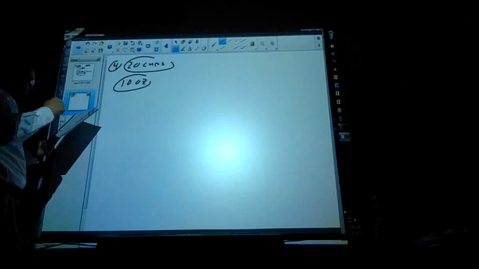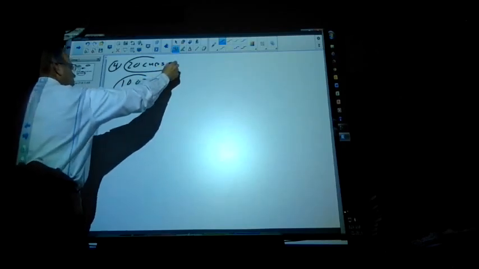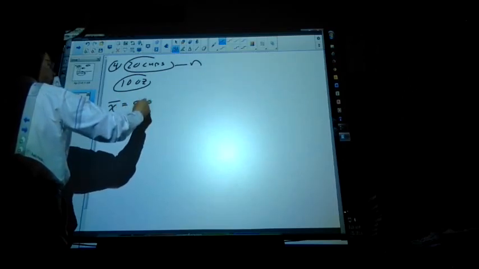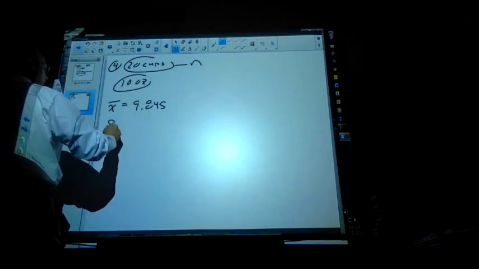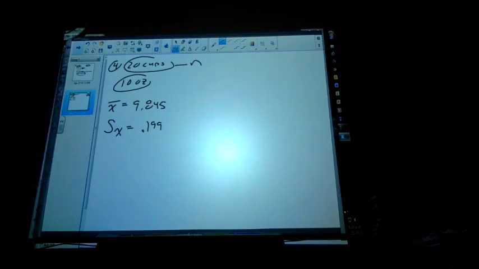So you need to plug that data into the calculator, do the one variable statistics to get the information out. So we're going to find by doing that n equals 20. And then our average is 9.845. And our sample standard deviation is 0.199. Okay? What are our degrees of freedom on this problem, and why am I going with degrees of freedom? It's less than 30.